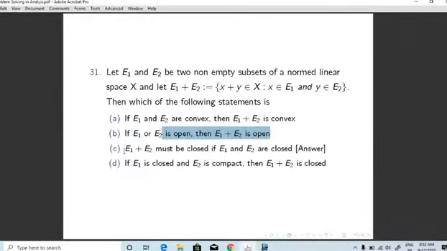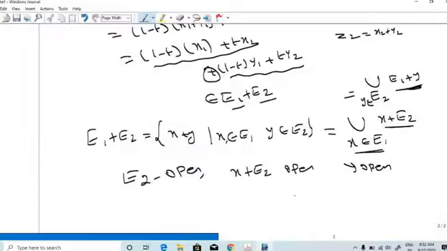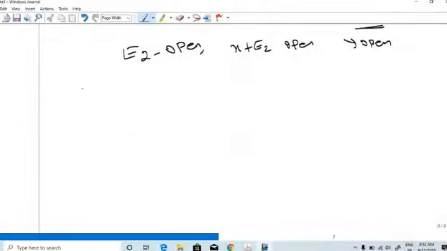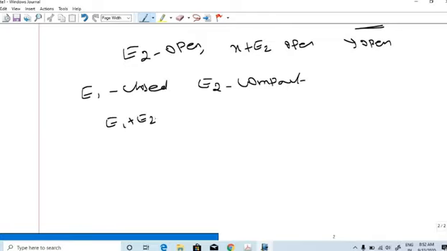But look at the last one. If E1 is closed and E2 is compact, then E1 plus E2 is also a closed set. Here, for compact, we have to use sequential compactness. Closed means it contains all its limit points. Suppose they give that E1 is a closed set and E2 is a compact set. We have to show that E1 plus E2 is a closed set. It is enough to show that its closure is a subset of E1 plus E2. We have to prove this one.